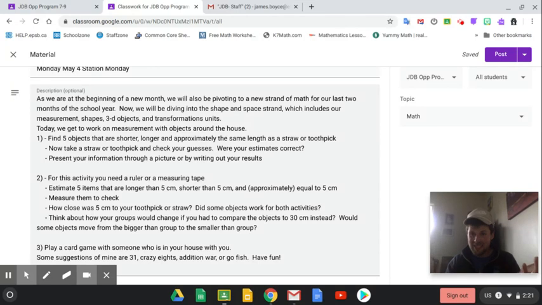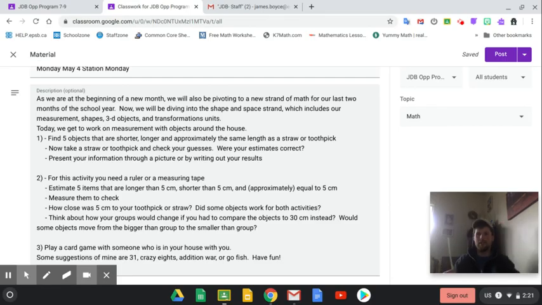And then lastly, I'd like you to either draw a picture or make a chart or somehow write out your results. So you're able to demonstrate what you did. The 5 objects that were longer, shorter, and the same, and whether you were accurate or whether you were off on a few. Usually with estimates, you're going to have a couple that you miss on. That's all right. Okay, that's activity 1.